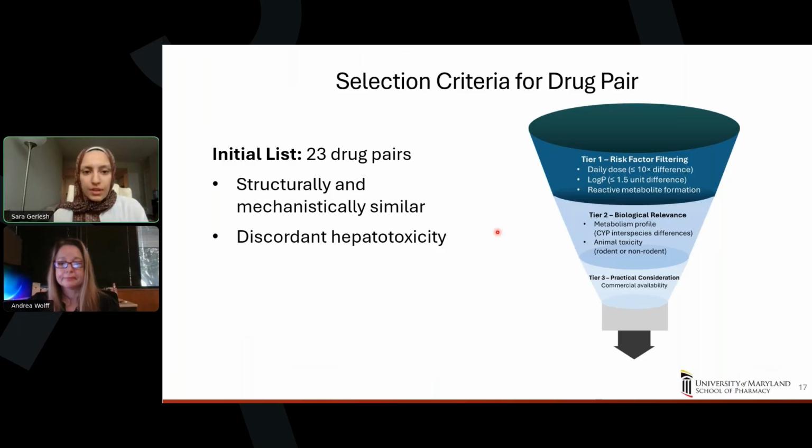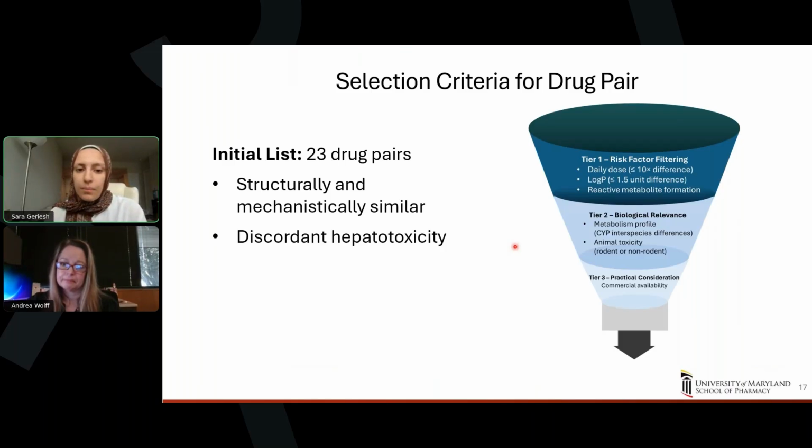So this consisted of a 3-tier approach, and the first tier included DILI risk factors such as daily dose, logP, and reactive metabolites. So the drugs needed to be comparable, in which either the two drugs form reactive metabolites or not. And also for the daily dose, the toxic drug shouldn't be 10-fold higher than the non-toxic one. And also for logP or lipophilicity, the difference should not exceed 1.5 units.